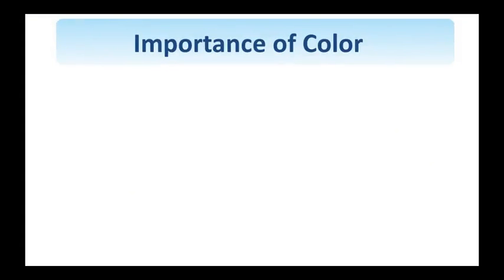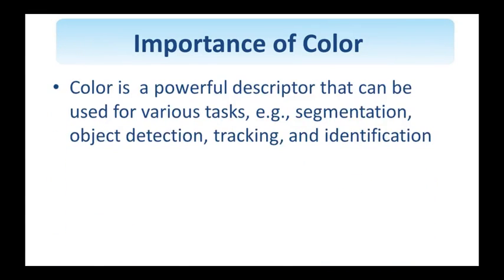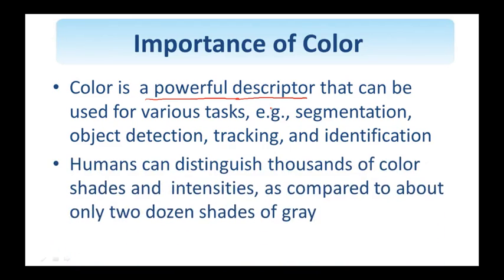The use of color in image and video processing is motivated by two primary reasons. The first one is that color is a powerful descriptor which can be used for various tasks such as segmentation, object detection, tracking, and identification. We will see examples of these as we move along. The second reason is that humans can distinguish thousands of color shades and intensities as compared to about only 24 shades of gray or grayscale images.